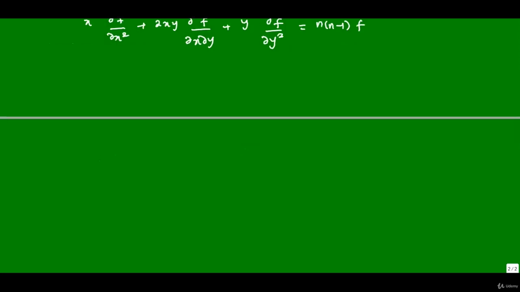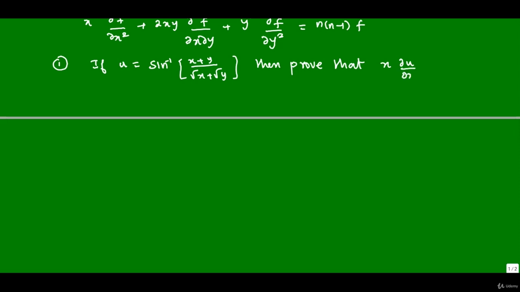Question number 1. If u equals sine inverse of x plus y by root x plus root y, then prove that x into dou u by dou x plus y into dou u by dou y equals 1 by 2 tan u.